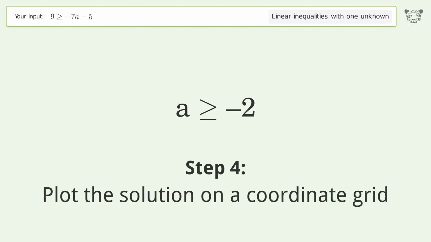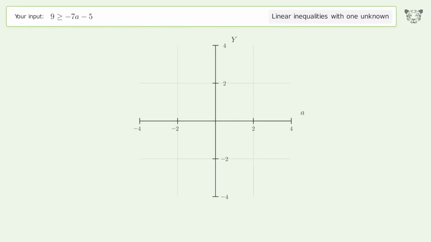Plot the solution on a coordinate grid. And so the final result is a equal or greater than -2.